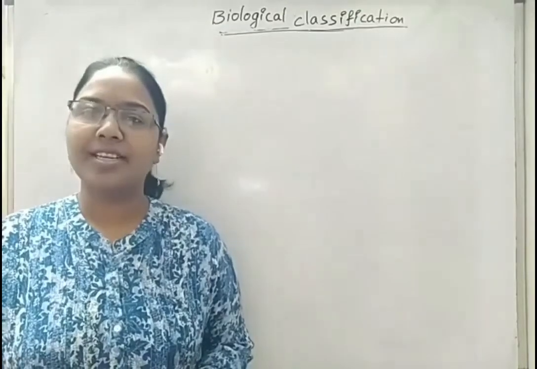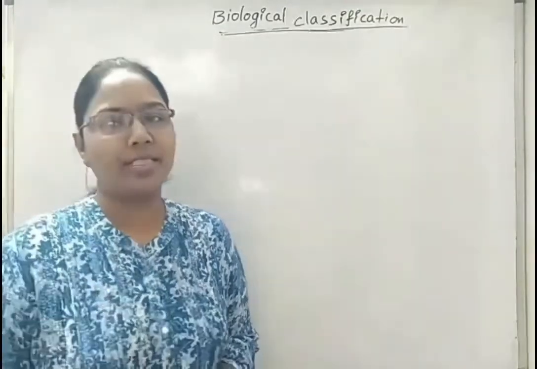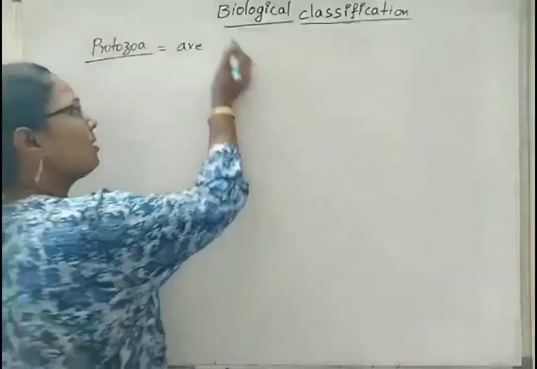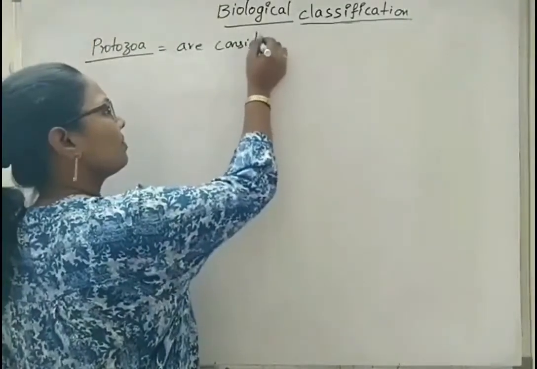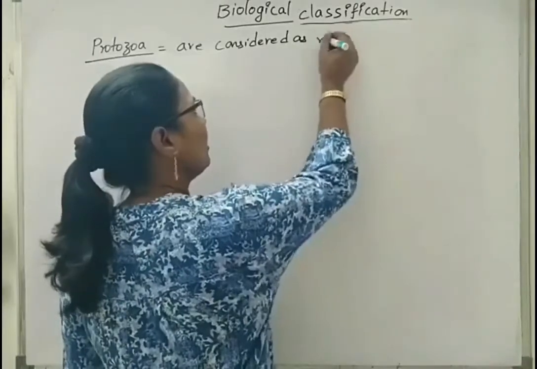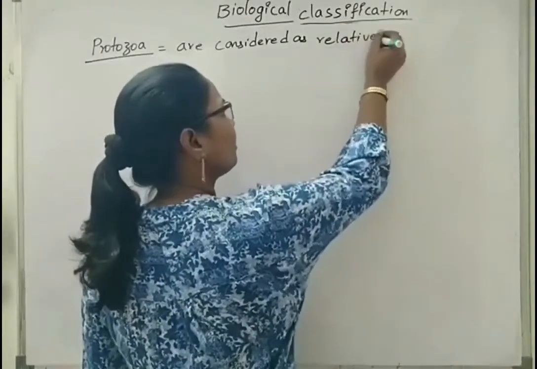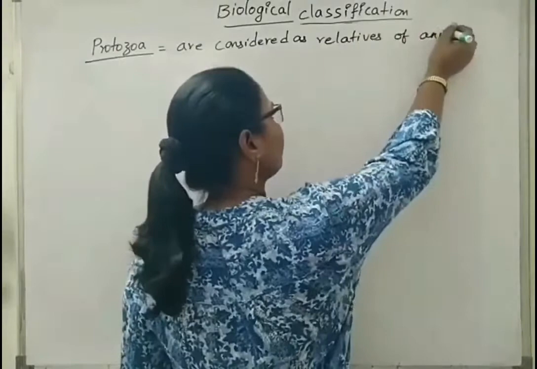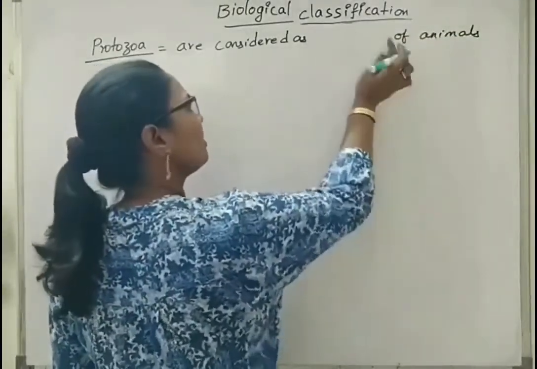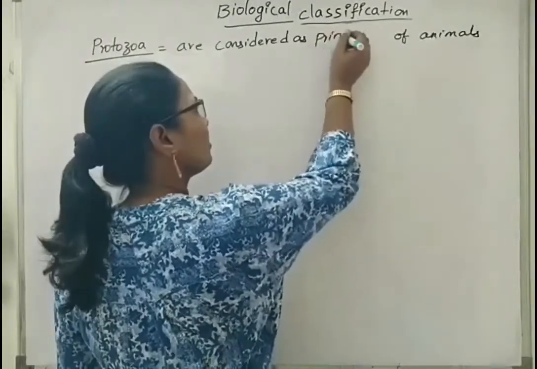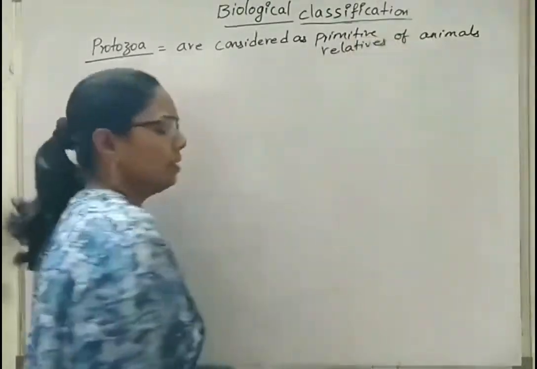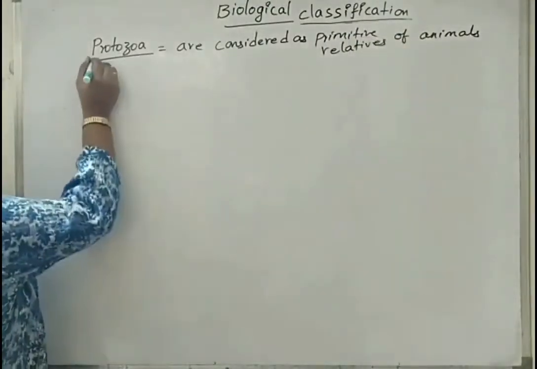Hello students, now we will start with a new topic about protozoans. Protozoans are placed under Protista and are considered relatives of animals. We can say primitive relatives of animals.